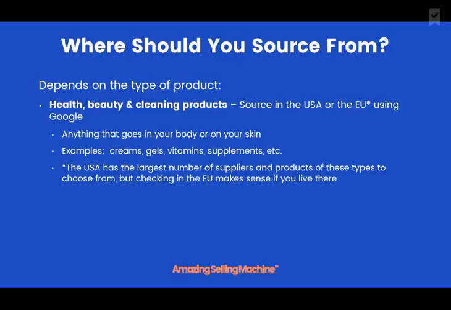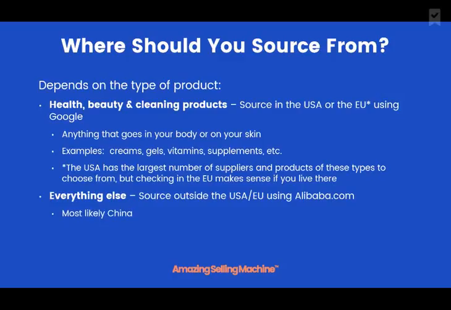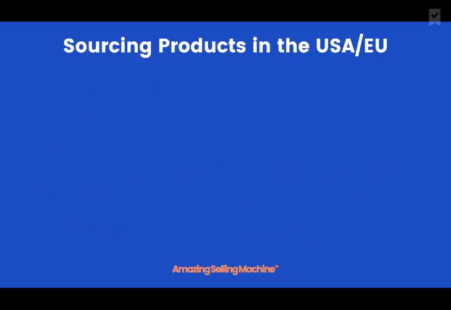But if you do live in the EU, it still makes sense to at least check over there because you might be able to find a local supplier and not have to worry about importing them. For pretty much everything else, you'll want to source outside of the USA or EU using Alibaba.com. This means they're most likely made in China because these products are usually too expensive to have manufactured in the USA or the EU. So how do you actually do this?